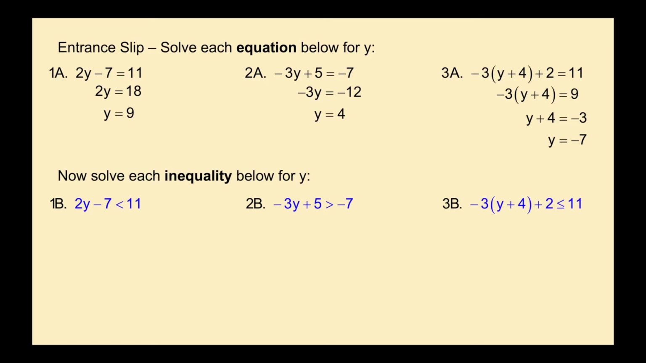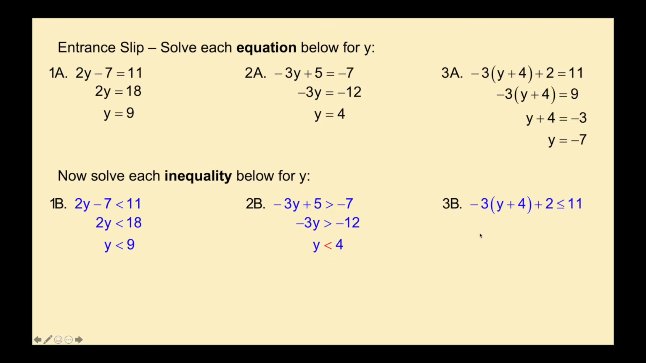In number 1B, when we start by adding 7, we should end up getting 2y is less than 18. We divide both sides by 2 and get y is less than 9. In 2B, we would subtract 5 on each side. That gives us negative 3y is greater than negative 12. At that point, we have to divide both sides by negative 3. And this is where we end up flipping the direction of the inequality. Again, anytime we have to divide by a negative, it does flip the direction of the inequality. The answer to 2B should be y is less than 4.